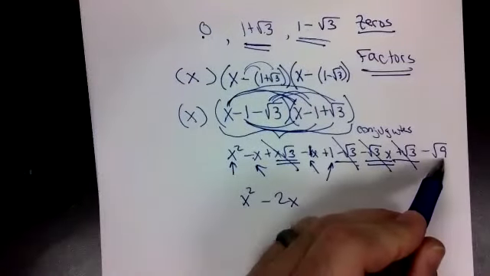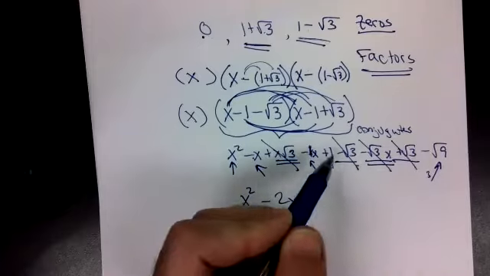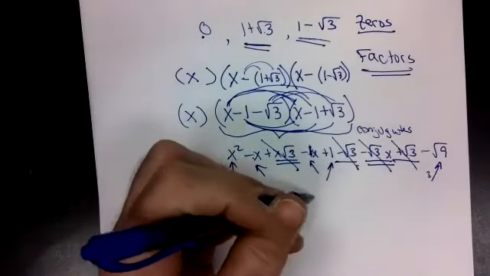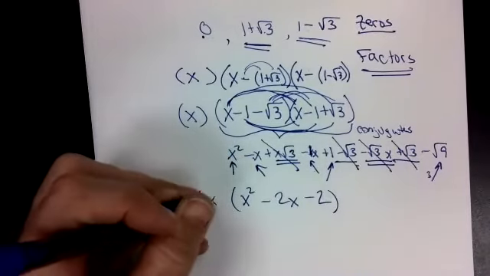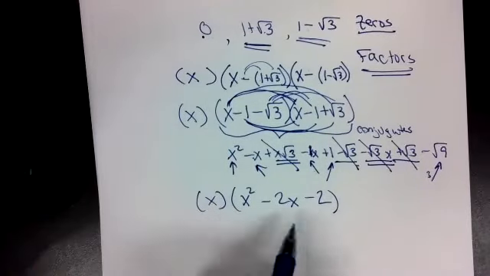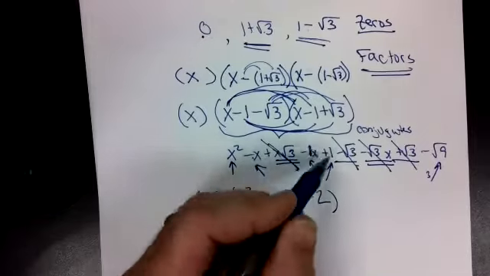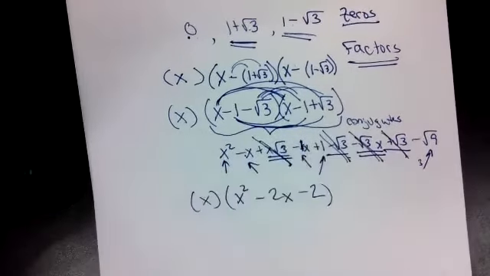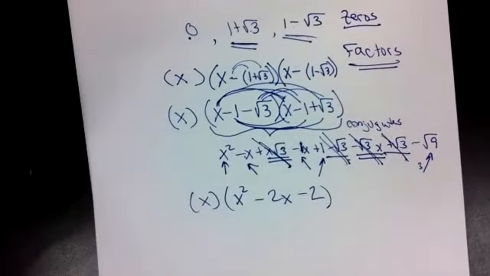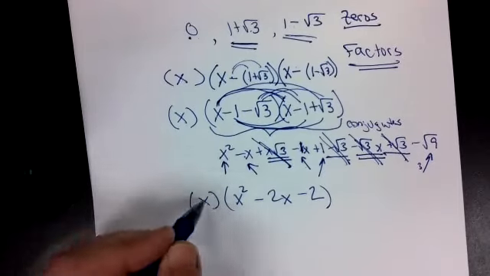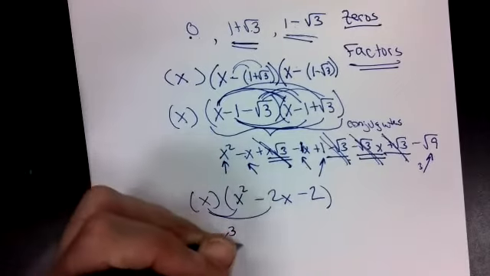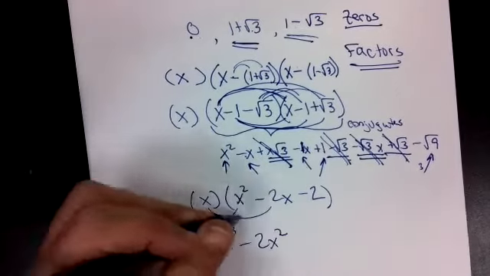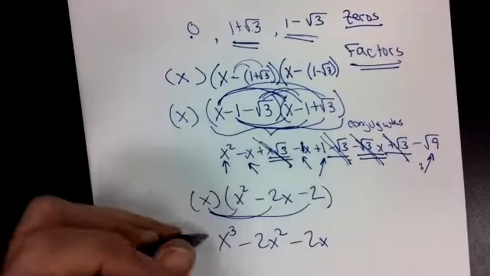Square root of 9 is a perfect square. Square root of 9 is 3. So 1 minus 3 is negative 2. So a long way around to get there, but not so horrible an answer once we find out our stuff that cancels out. And if we distribute our x, we get x to the third. We get a negative 2x to the second. And we get a negative 2x.